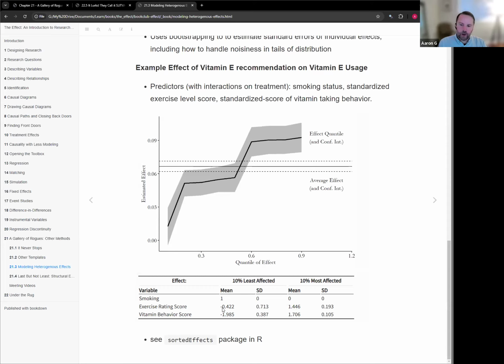Then there were these exercise rating scores as well. I think they were standardized, like a Z-score or something like that. The folks that weren't as influenced by the recommendations didn't exercise as much, and the folks that were affected did exercise a lot. And surprise, surprise, the folks that were affected already tended to take vitamins. So I thought that was an interesting example. If you're interested in this approach, there's a sorted effects package in R.